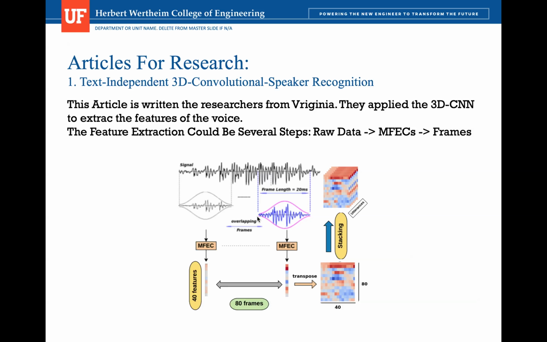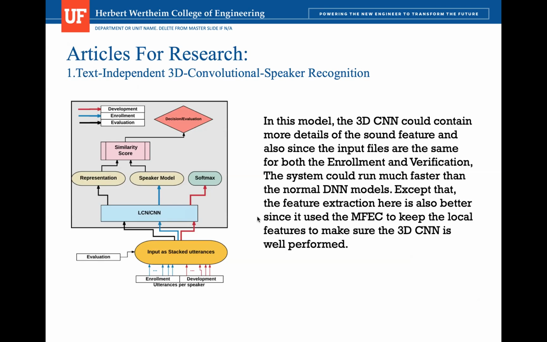The feature extraction could be divided into several steps: from the raw data, they used the MFEC algorithm, and then they find the frames of each voice. With the frames of the voice, they could put them in as the input file, input the frames into the model, and then after training, they get the big model which can identify the persons.